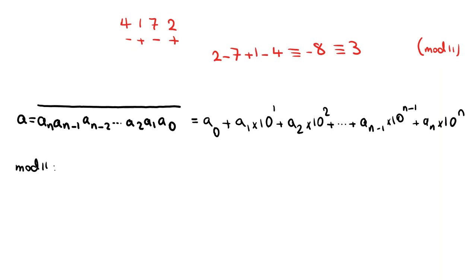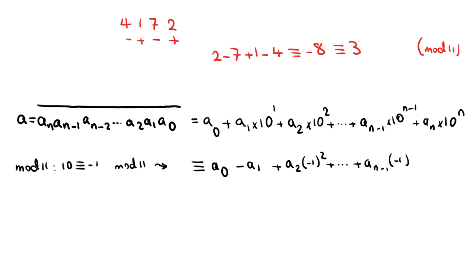Mod 11, 10 mod 11 is what? You subtract 11 from that, negative 1. So it will be what mod 11? It will be a0 plus a1 times negative 1, plus a2 times negative 1 squared, up to a n minus 1 times negative 1 to the power of n minus 1, plus a n times negative 1 to the power of n. So it is exactly the rule that I set.